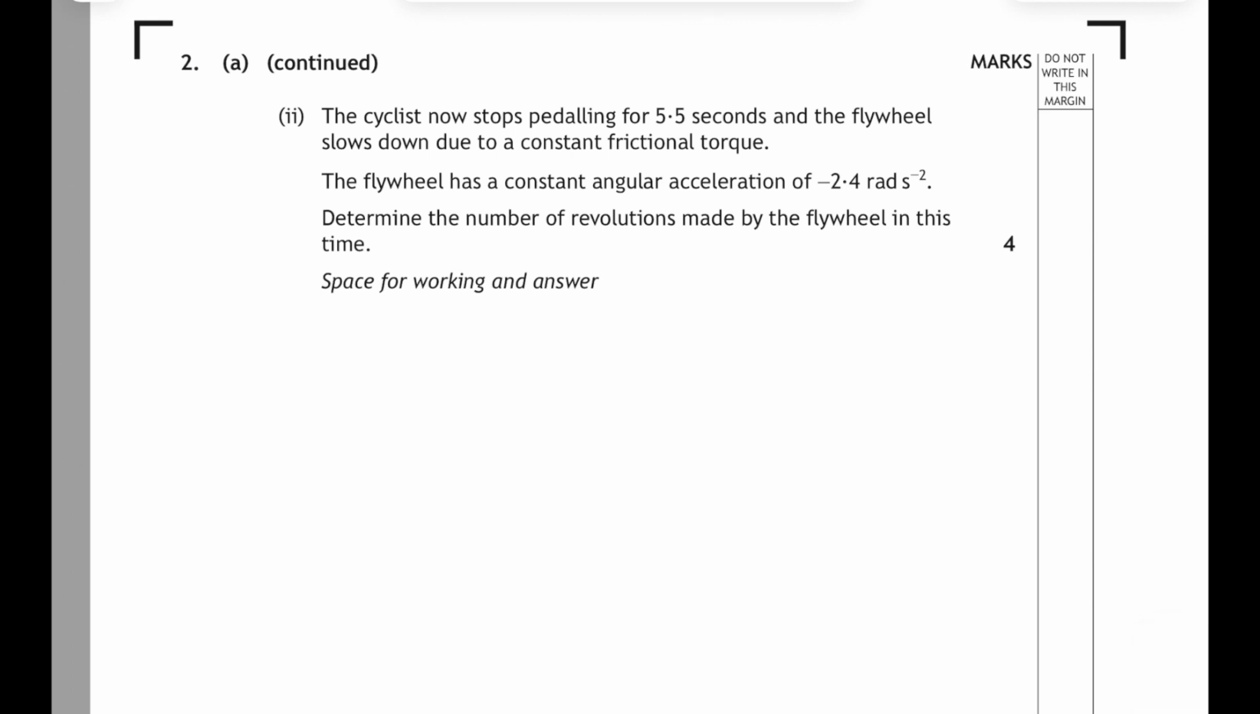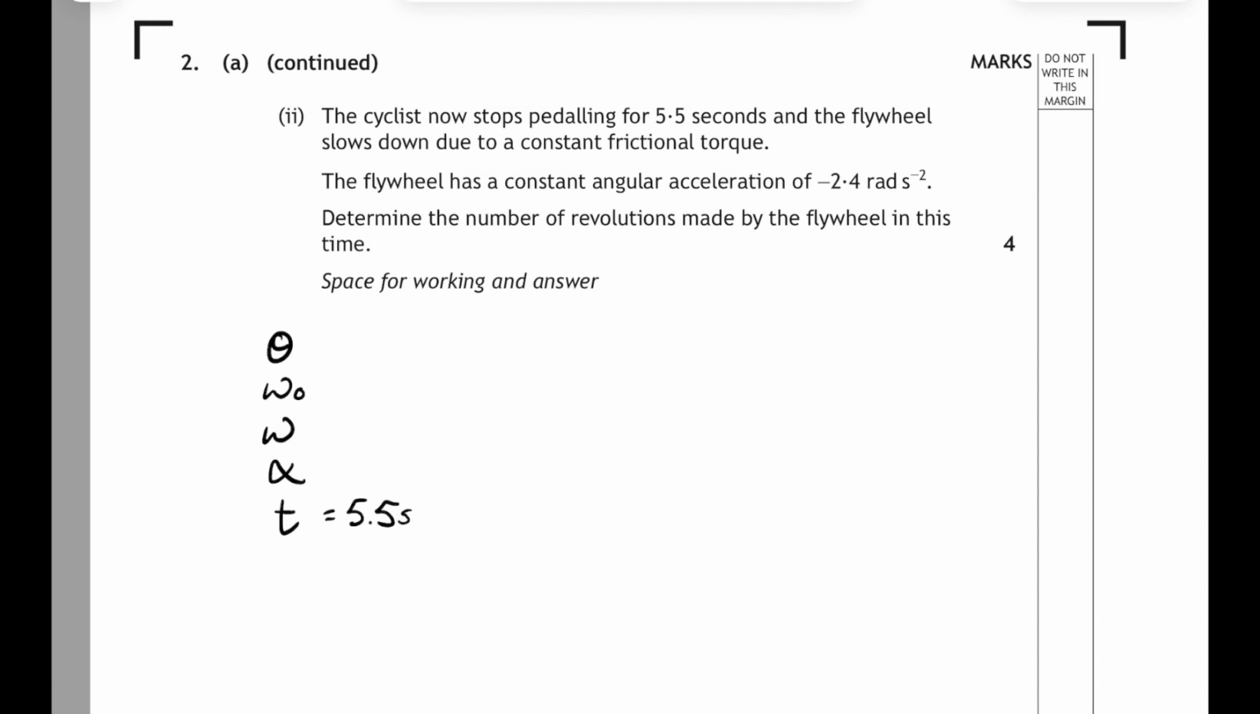2A part 2: the cyclist now stops pedalling for 5.5 seconds and the flywheel slows down due to a constant frictional torque, and it's got a constant angular acceleration of minus 2.4 radians per second squared. Determine the number of revolutions made by the flywheel in this time. So let's list our 5 quantities that are in the angular equations of motion. We've got angular displacement, initial angular velocity, final angular velocity, angular acceleration, and the time.